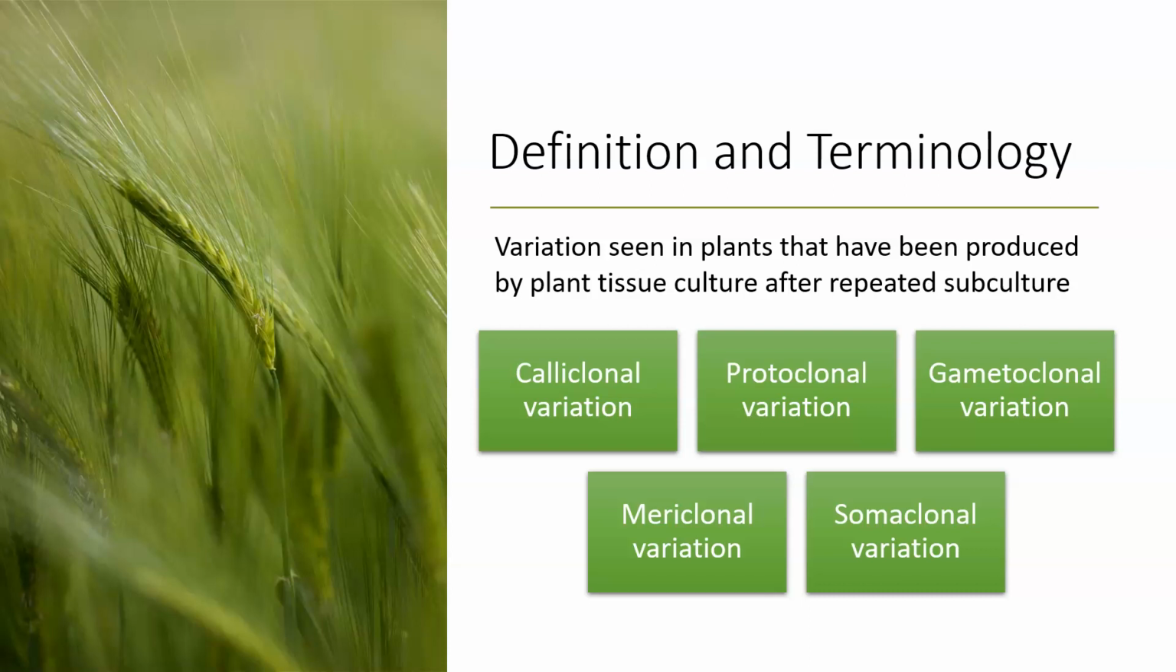Several terminologies like cheliclones and protoclones refer to the plants which are regenerated from stem callus and leaf protoplast respectively. Similarly, gametoclones are the plants which are regenerated from haploid cells in culture.